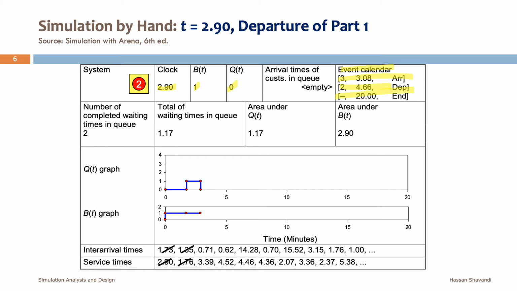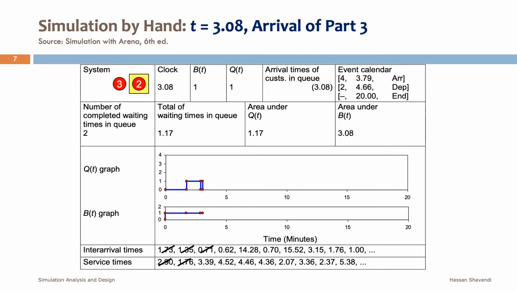The next event will be arrival at time 3.08 for part number 3, and the other one will be departure of part number 2 at time 4.66, and the last event will be end, which will occur at time 20. Okay, so again, based on this order, the next event will be an arrival of part number 3 at time 3.08. So again, since there will be no change from 2.9 to time 3.08, we jump from 2.9 to 3.08.